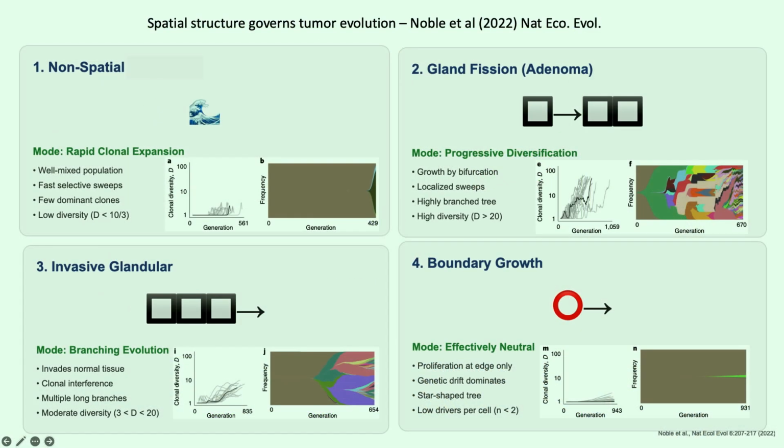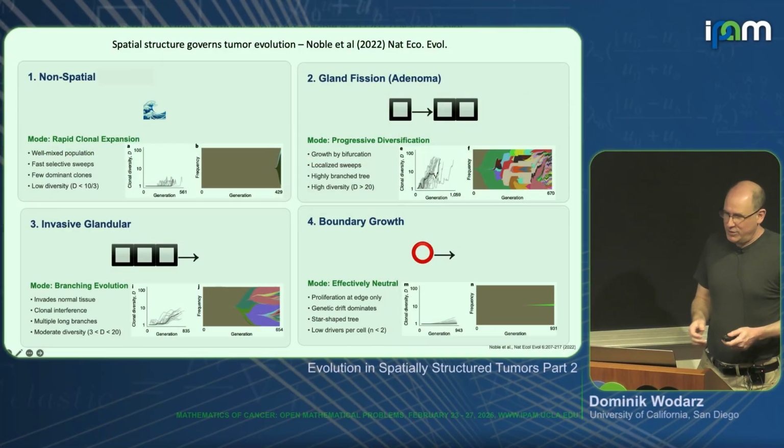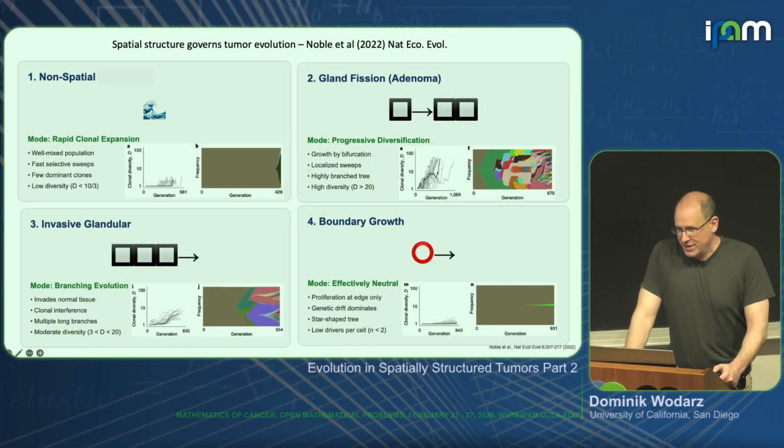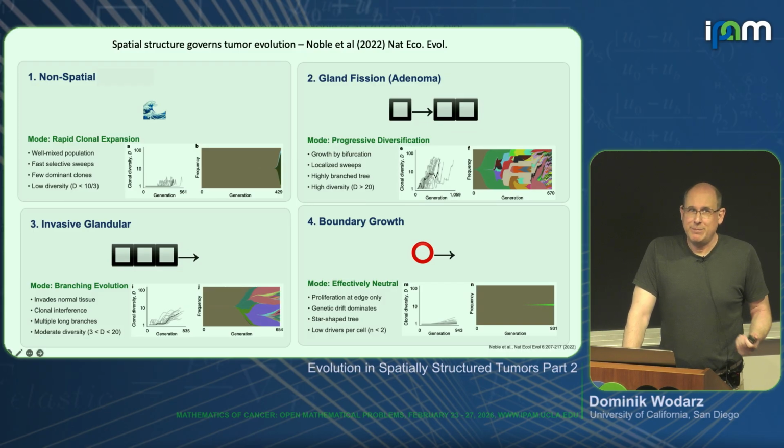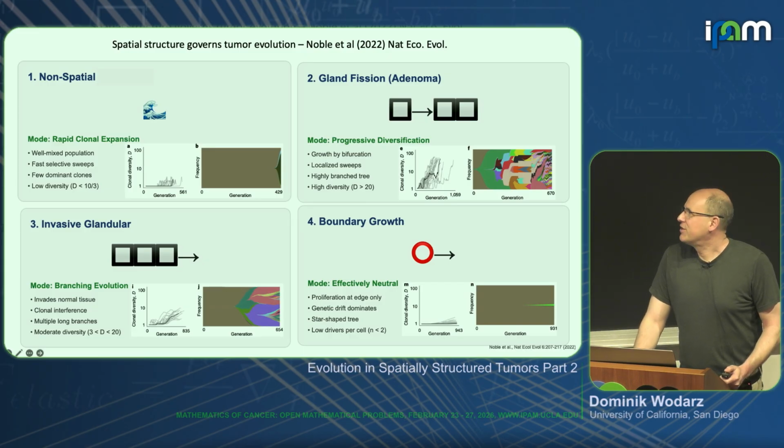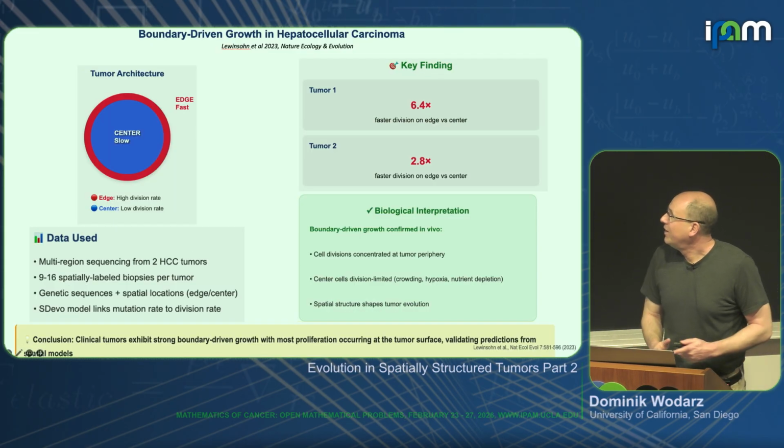Then there are things like gland fission in adenoma, where you have crypts, where the whole crypt can divide, and that contributes to tumor progression. And then you have glandular invasion, which is again a different structural process. They showed that each of those has unique signatures in which evolutionary dynamics can proceed. So I thought this is a nice paper to go to if you're interested in that, to get a good overview of why spatial structure can be important to study evolution.